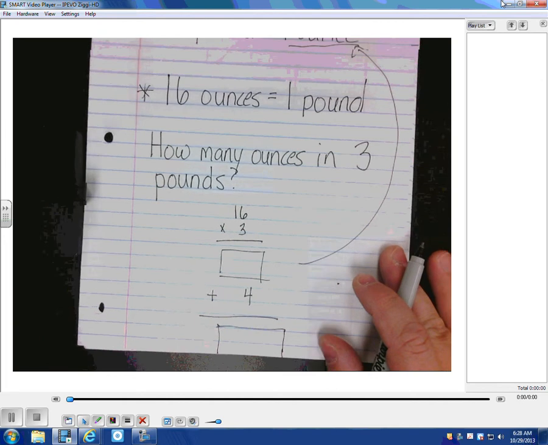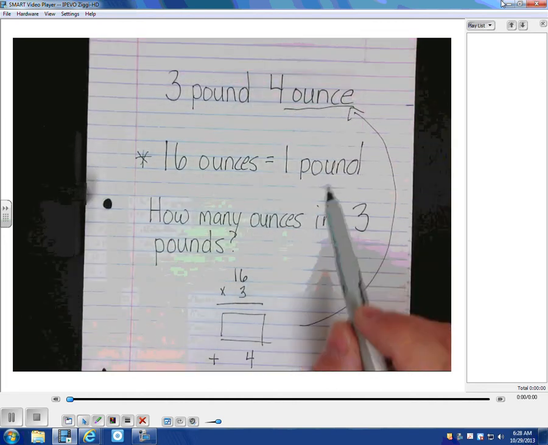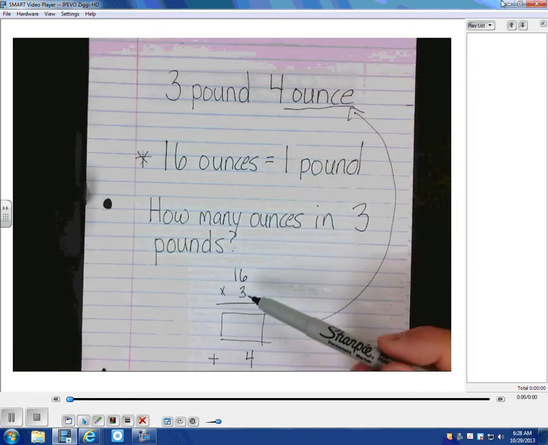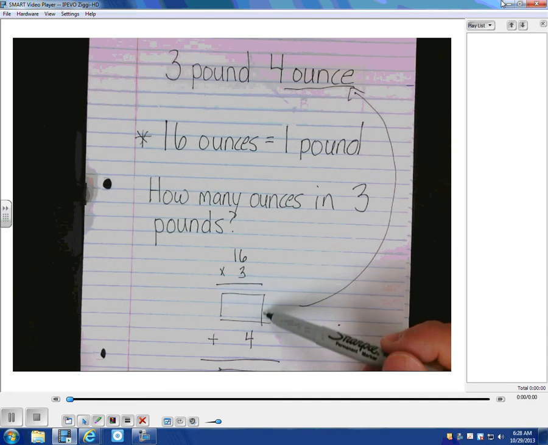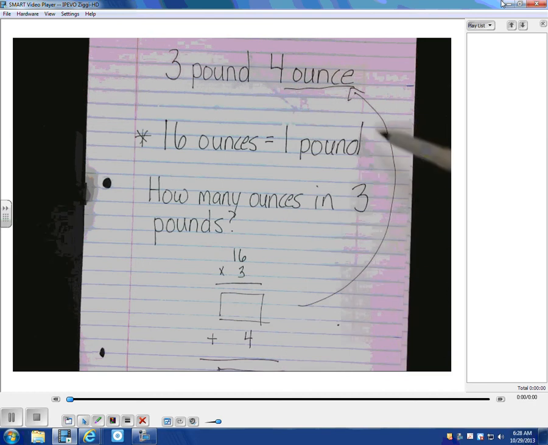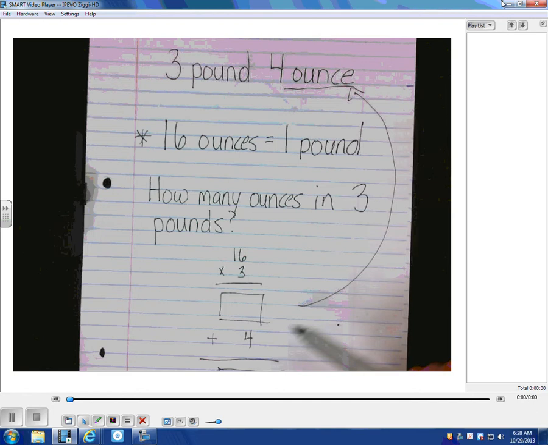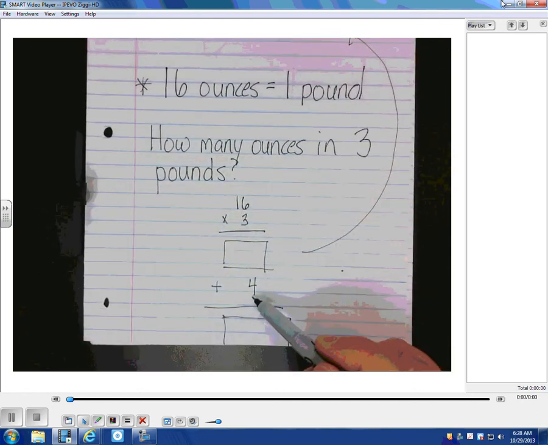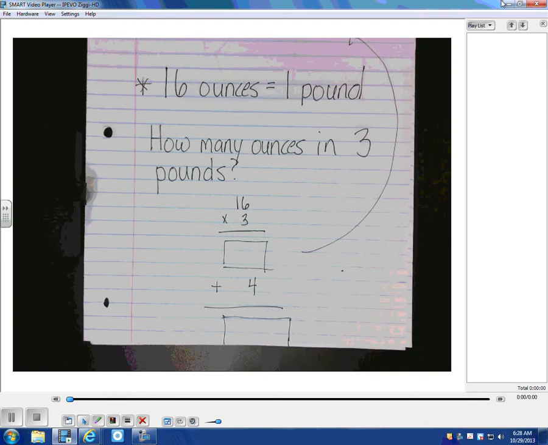Okay, so just a quick review. I know there's 16 ounces in 1 pound, so I need to figure out how many ounces are in 3 pounds. To do that, I'm going to multiply 16 times 3. I'm going to get that answer. Then I'm not finished, because I have to add on the 4 ounces. That's with the 3 pounds. So once I get my multiplication answer here, I still need to add on 4 ounces to it, and then that will give me the final answer.